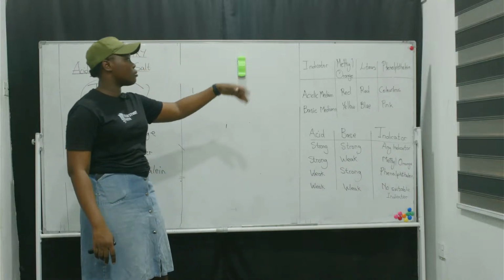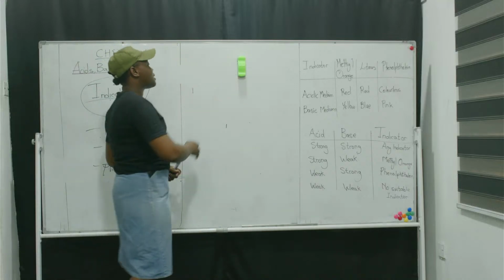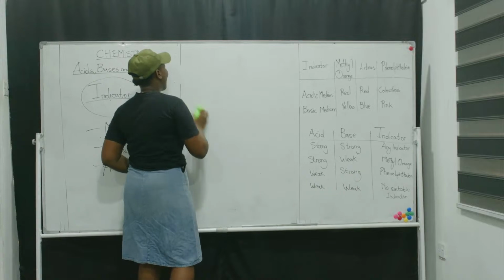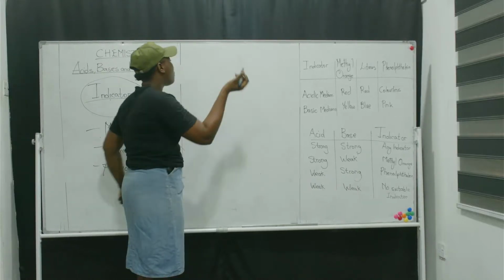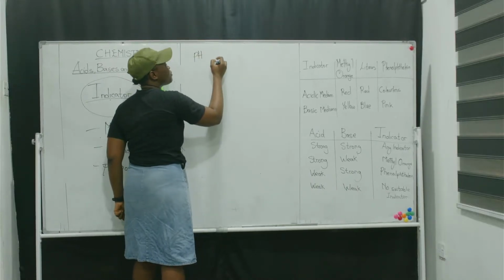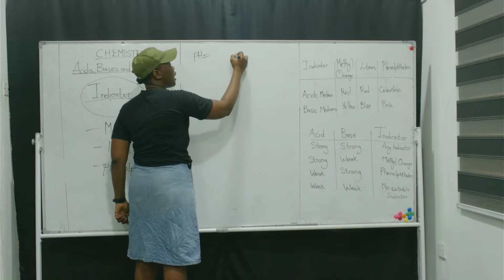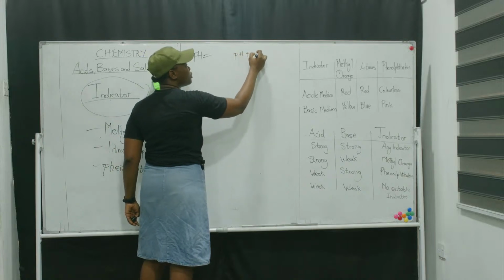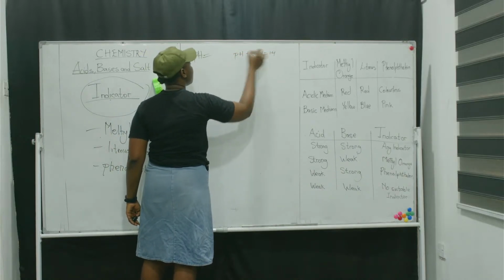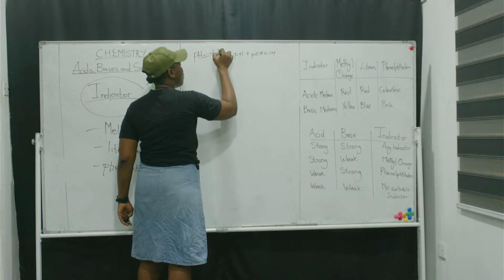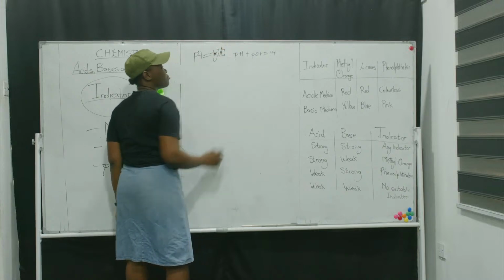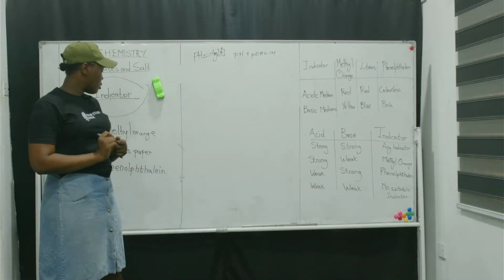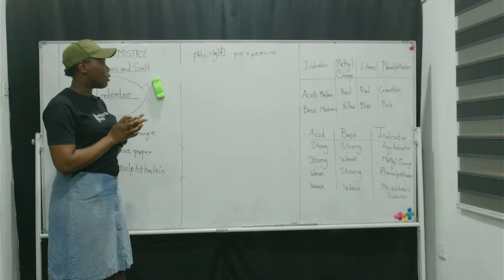And so that's basically the 2 tables that you need to know. And then 2 formulas: pH, which is minus log of hydrogen ion concentration, and pH plus pOH equals 14. That's all. That's basically everything about that.